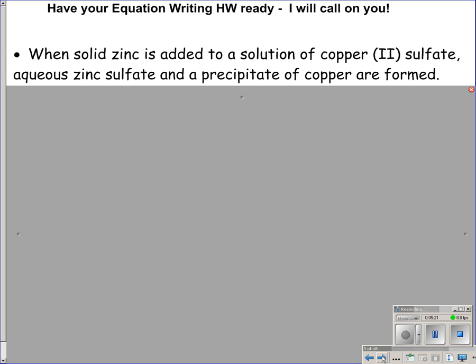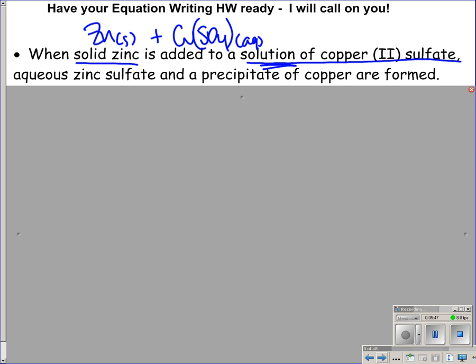All right, so in solid zinc, what do you write for that? Solid is added to a solution of copper 2 sulfate. Formula? SO4, and you can put parentheses around SO4 if you wish. It's okay if you don't, if you're getting the hang of the separation between the cation and the anion. It's aqueous, though. I'm sorry, no. It says a solution of. Solution of means aqueous, so AQ goes there.